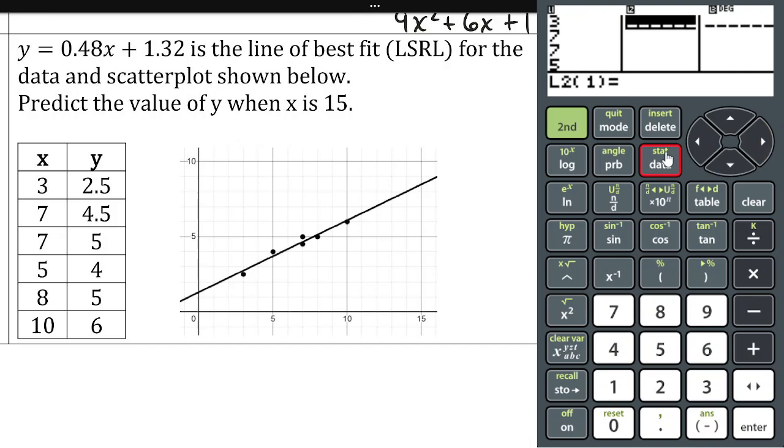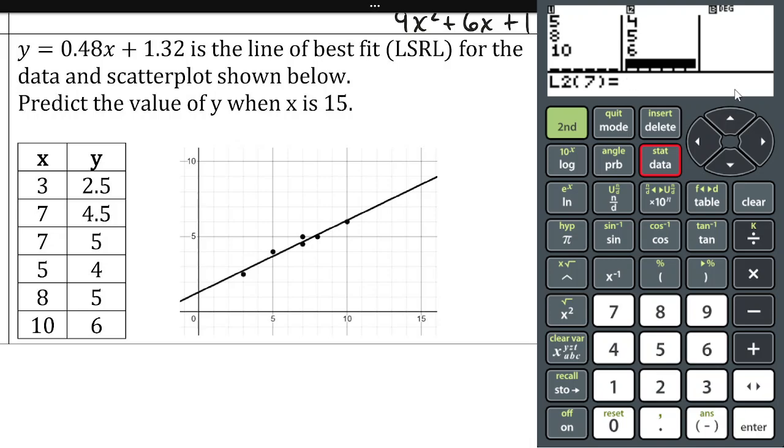In the next list, list 2, I'm going to enter all the values of y that correspond to the correct x values. So when x was 3, y was 2.5. When x was 7, y was 4.5. When the second x, the 7, was x was 5, sorry, when x was 5, y was 4. When x was 8, y was 5. And then the last one, when x is 10, y is the number 6.